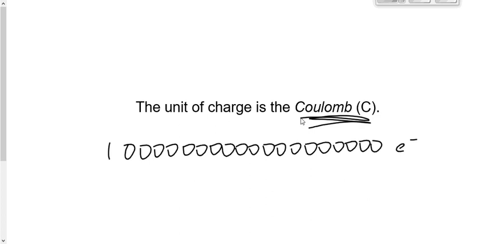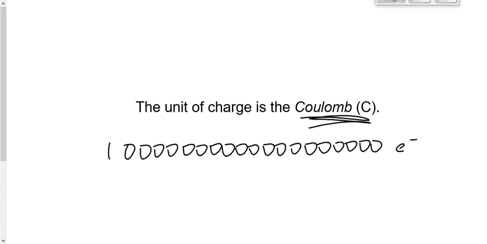A meter is the standard unit for distance, okay? A light year is a massive unit for distance. A coulomb is the standard unit for charge, but it's also a massive number, a really, really big number. It takes a lot to get a full coulomb of charge, just like it takes a lot to get a full light year of distance.